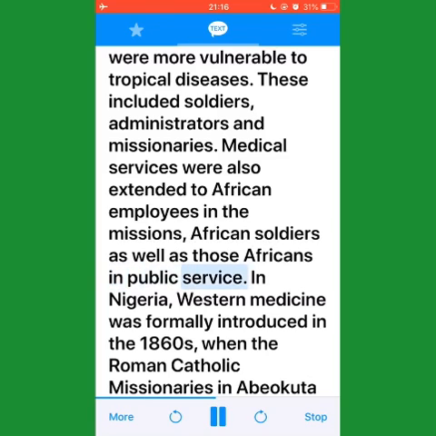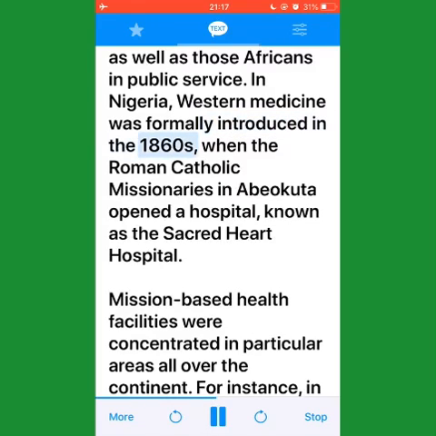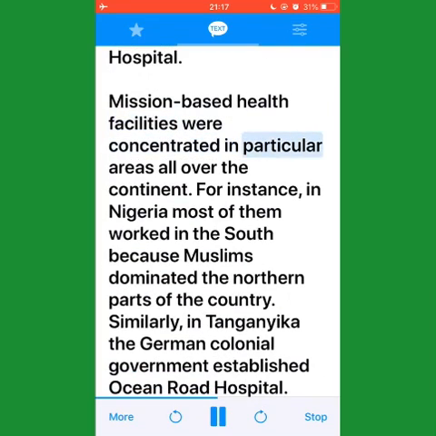In Nigeria, Western medicine was formally introduced in the 1860s, when the Roman Catholic missionaries in Abeokuta opened a hospital, known as the Sacred Heart Hospital. Mission-based health facilities were concentrated in particular areas all over the continent. For instance, in Nigeria most of them worked in the south because Muslims dominated the northern parts of the country.